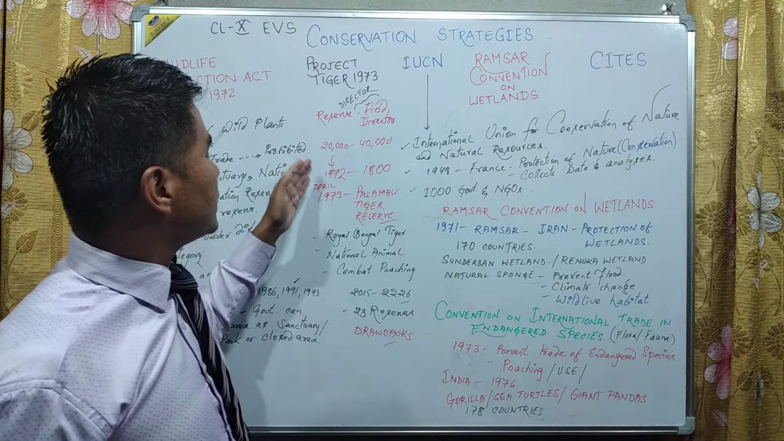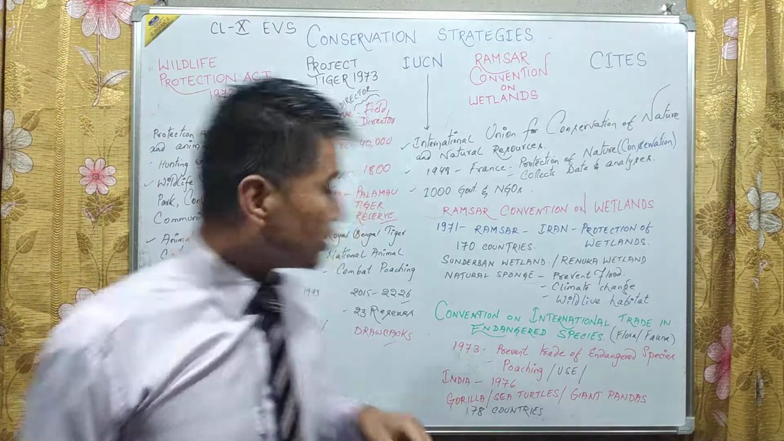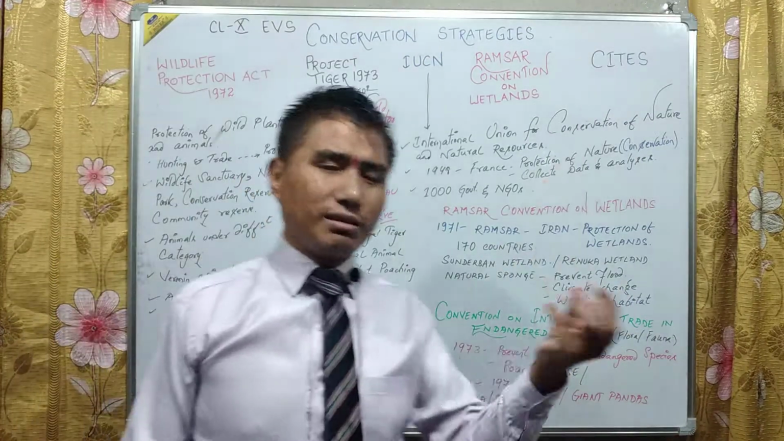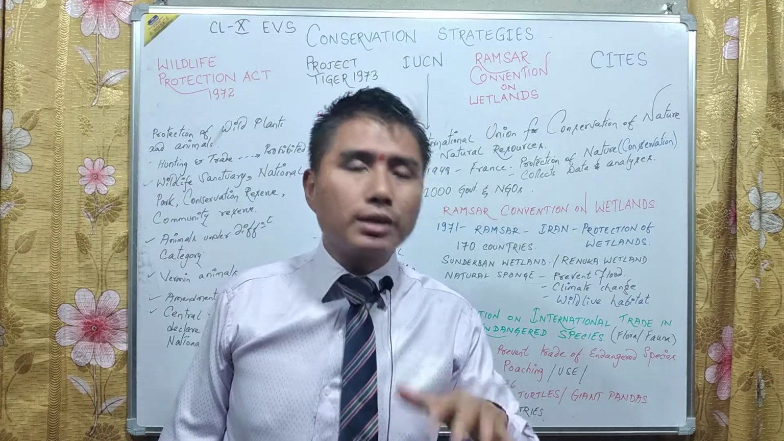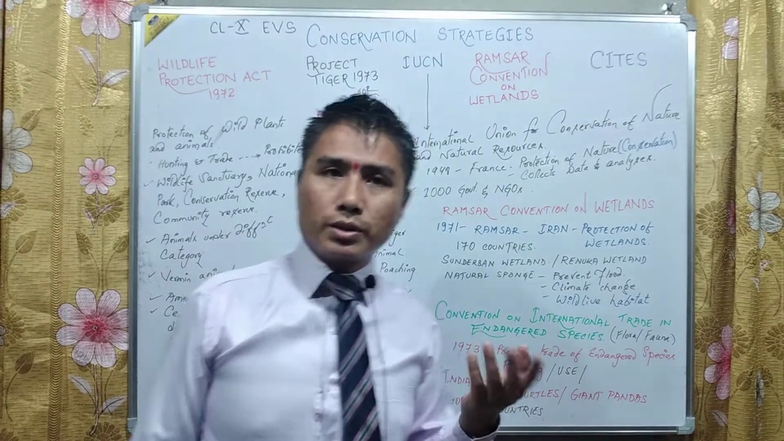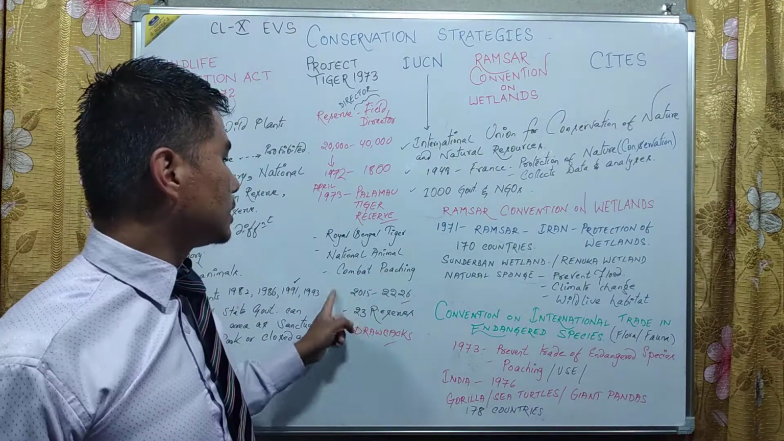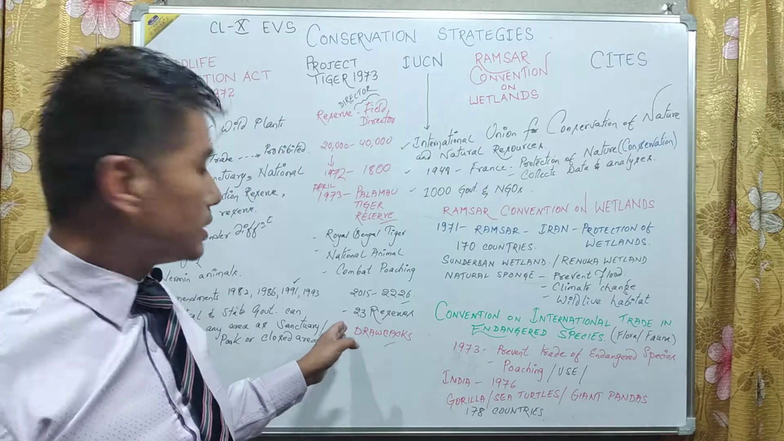In the year 1972, it was estimated to be about 1800 tigers, and it fell to nearly 1400, but now slowly the tiger population is increasing. It has gone up to 2226 in the year 2015, sorry. And there are 23 reserves in India.